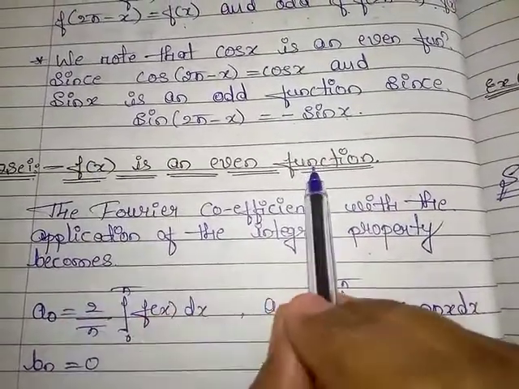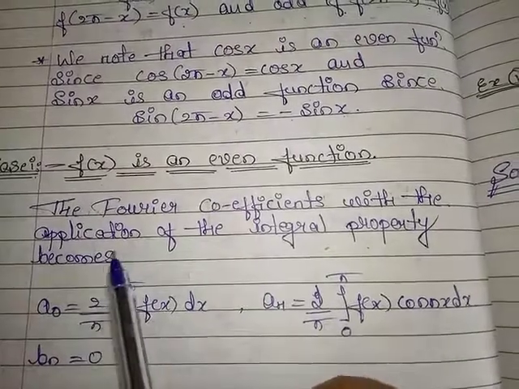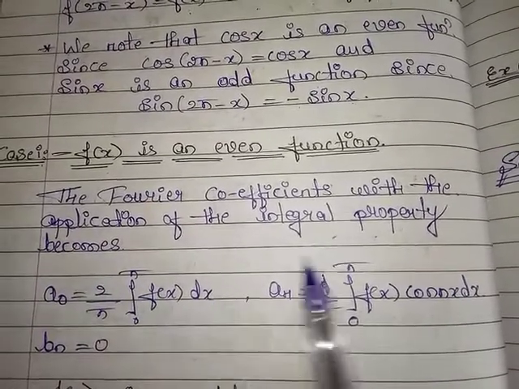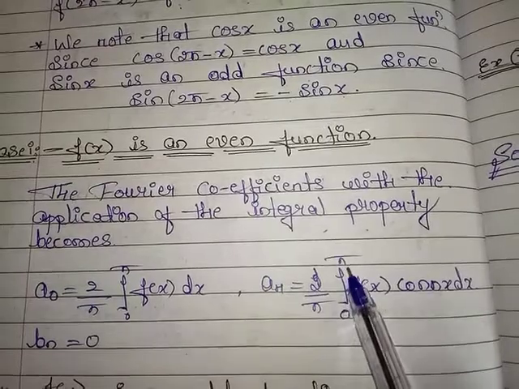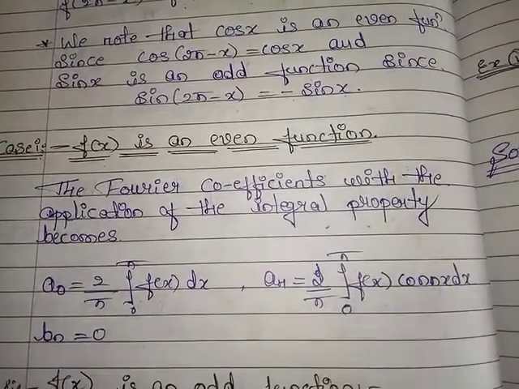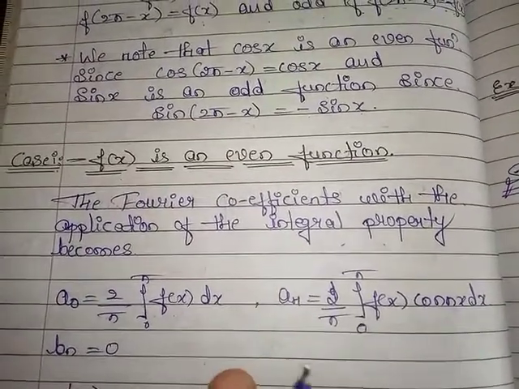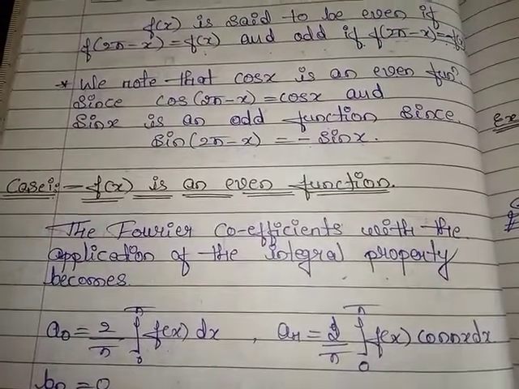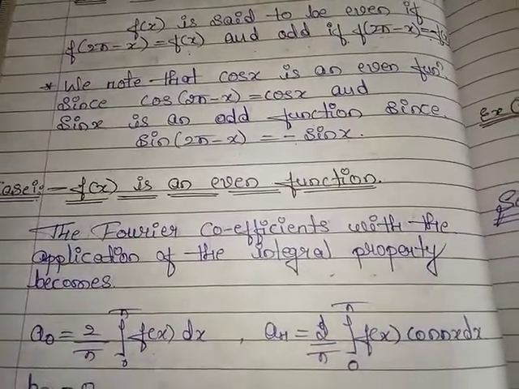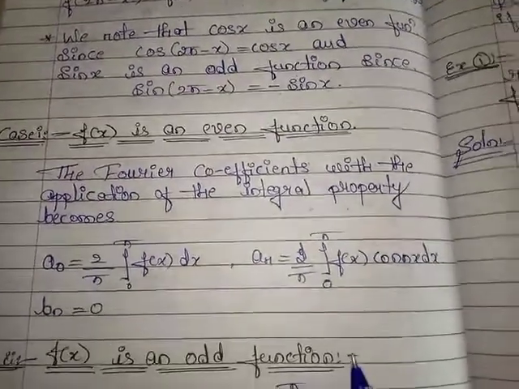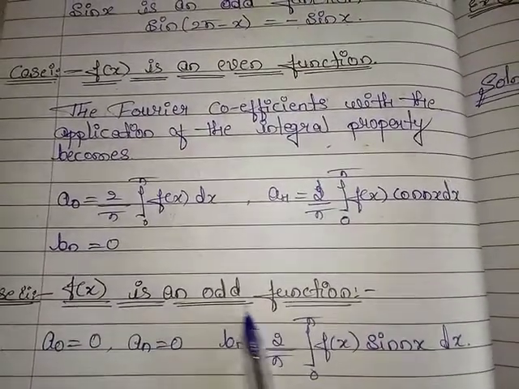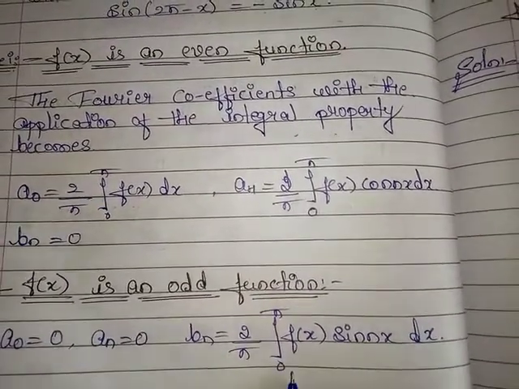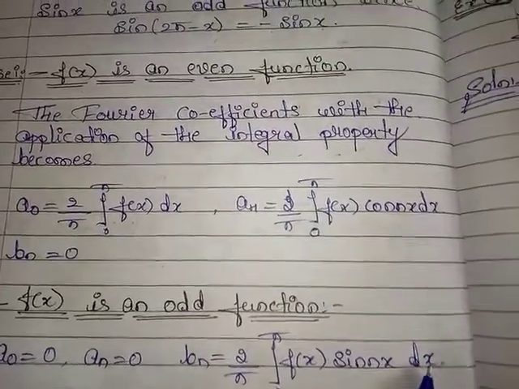When f of x is an even function, the Fourier coefficients with the application of the integral property become a naught is equal to 2 by pi integration from 0 to pi f of x dx, and an is equal to 2 by pi integration from 0 to pi f of x cos nx dx, and bn is equal to 0. Here the formulas are the same, but the only difference is that when we are checking whether the given function is even or odd, we have to take 2 pi minus x here. In that we are taking x and minus x. The second case is when f of x is odd: a naught is equal to 0, an is equal to 0, bn is equal to 2 by pi integration from 0 to pi f of x sin nx dx.